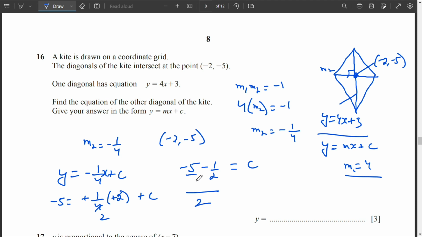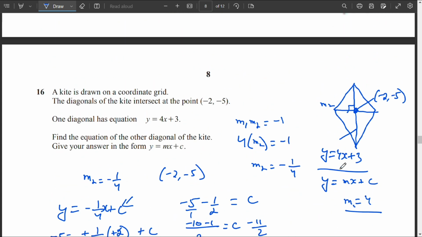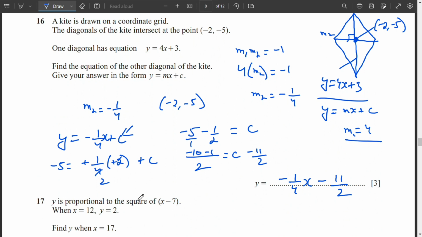Now take the LCM: 5 times 2 is 10, so -10 minus 1 over 2, which gives c = -11/2. So we have got the value of c as -11/2. We can substitute the value of c over here. The equation will be y = -1/4 x - 11/2. So this is the equation of the other diagonal, which is our answer.